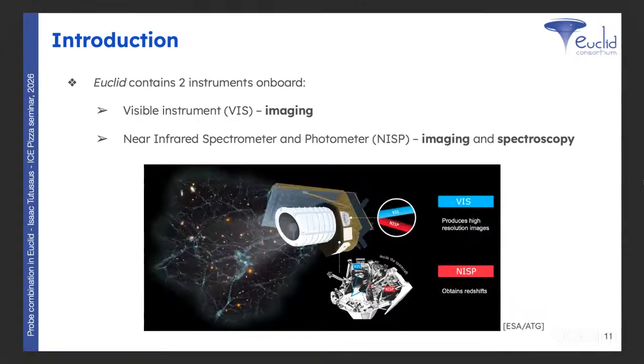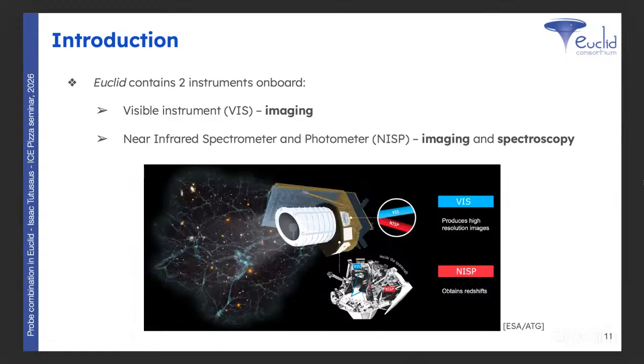There are 2 instruments on board Euclid. One is VIS, that's the visible instrument, and it does imaging. And the other one is NISP, which is the near infrared spectrometer and photometer that does both imaging and spectroscopy. So schematically, the idea is the following. Here we have our universe, cosmic web.